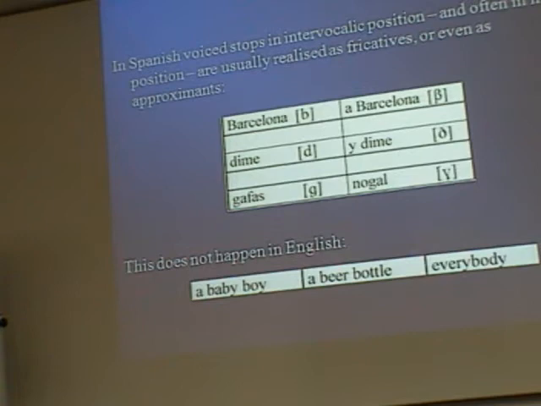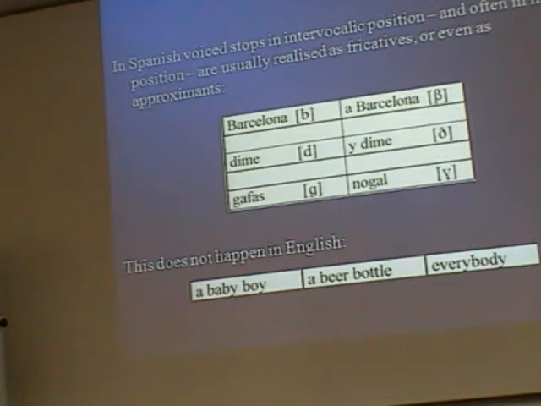In Spanish, voiced stops in intervocalic position, that means between vowels, and often in initial position, are usually realized as fricatives or even as approximants. So we've got Barcelona, Dime, Gafas on the left-hand side. But if I put those initial consonants between vowels, you're much more likely to hear a fricative, not a complete stop there. Barcelona, y dime, dime. Instead of dime, dime. Nogal, nogal. That's a voiced fricative there, nogal.